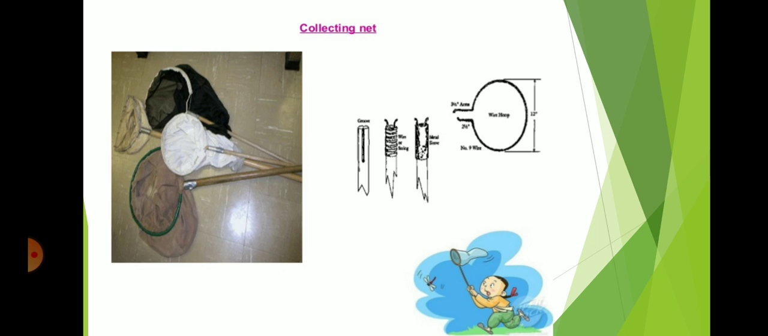Next part is the collecting net. The collecting net is usually used for the collection of aerial insects which are flying over the air. So these collecting nets are useful for the collection of insects and wasps.